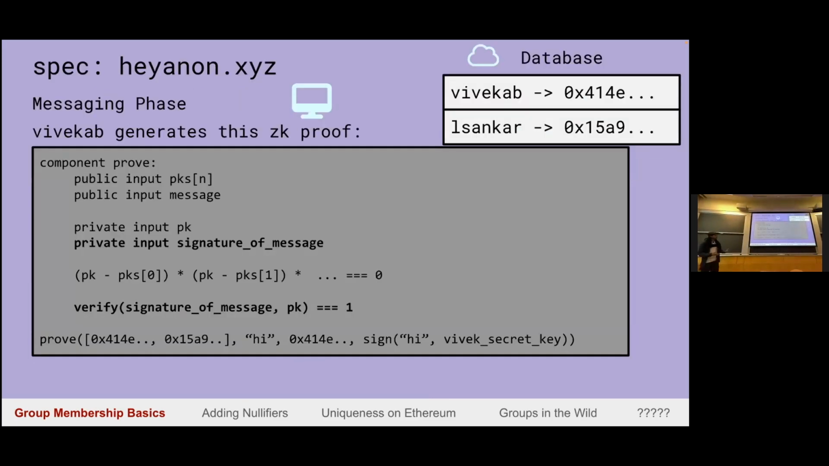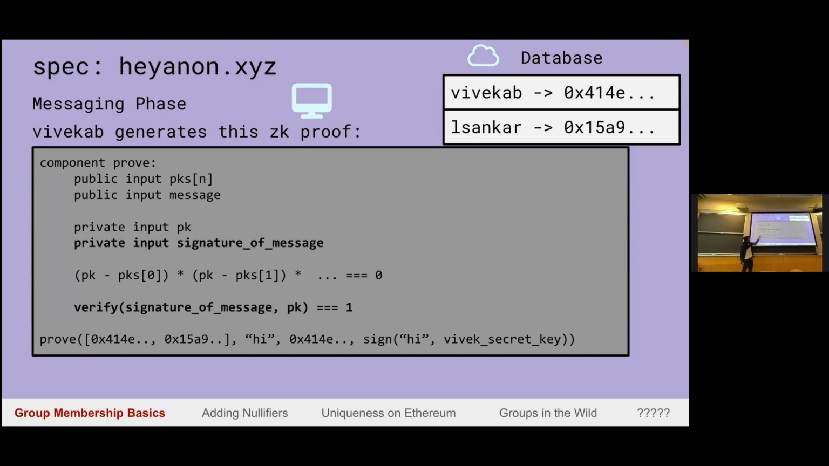Now, what is Vivek going to send as his ZK proof? It's going to be very similar. You'll notice that many of these are very similar to the previous proof code that we saw. I'll give people a moment to just take a peek at this. But the idea is that the public keys from the database will be passed in to our proving function, matching the public keys that we're trying to prove membership in.